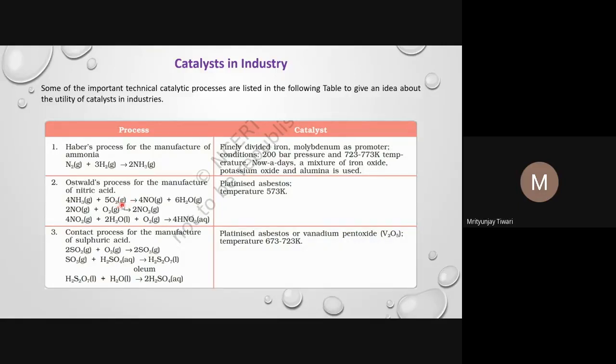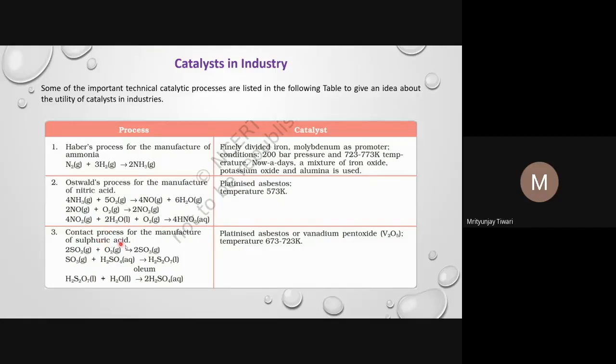So it interacts with dioxygen to form nitric oxide plus water molecules. And now this nitric oxide that is produced in the first step reacts with oxygen to form NO2 gas, nitrogen dioxide gas. And when nitrogen dioxide gas reacts with water and oxygen, it forms nitric acid, and this reaction happens in the presence of platinized asbestos at this temperature. So this is the Ostwald process.